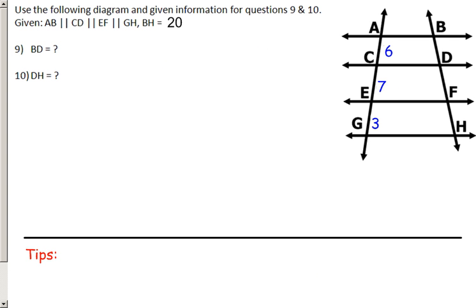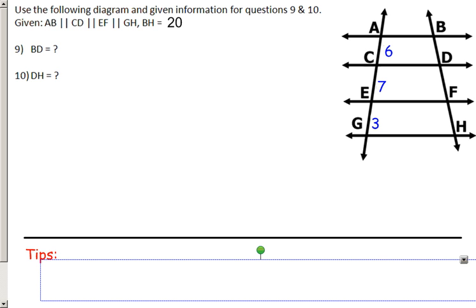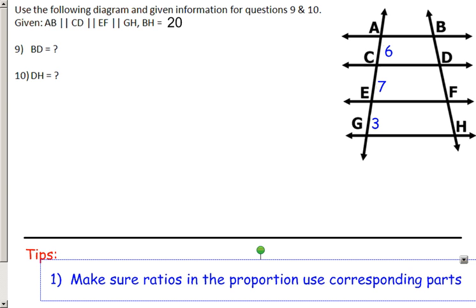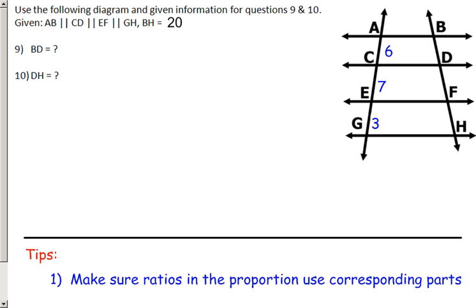All right, the next question is not a triangle, it's not a figure, but it does use proportions, and that's why it falls in this chapter and under this section. First, I want to make sure that the ratios in the proportion use corresponding parts. In my picture here, I'm given that BH is 20. I'm also given that AC is 6, CE is 7, and EG is 3. So what I'm looking for is BD.